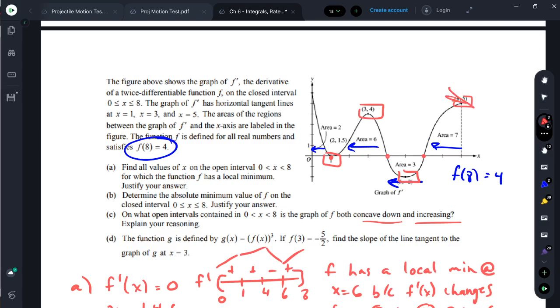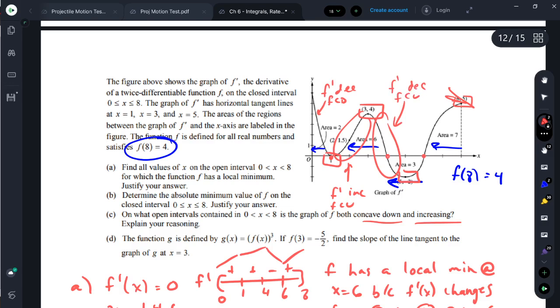So that's where our graph of f prime changes from increasing to decreasing, which is where f would change from concave up to concave down. Here, f prime is decreasing. That means f is concave down. Then in between these 2 points, f prime is increasing. That means f is concave up. Then f prime is decreasing, f is concave down. And then f prime is increasing, f is concave up. So those points are 1, 3, and 5.